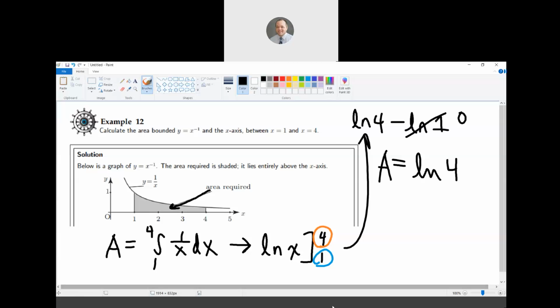Now, if MyMathLab wants your answer as a decimal, then you would just take the natural log of 4 and get roughly 1.386. That is only if MyMathLab wants a decimal answer.